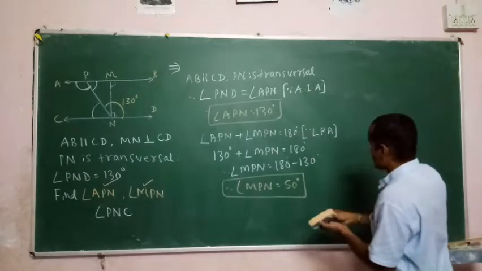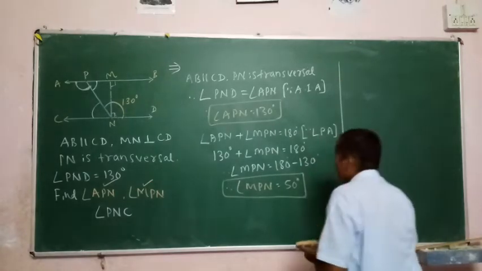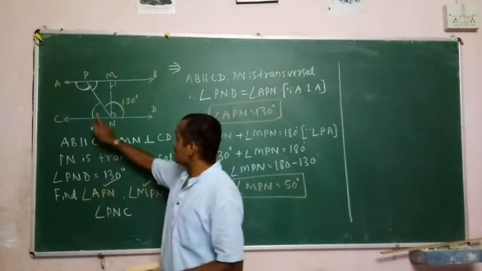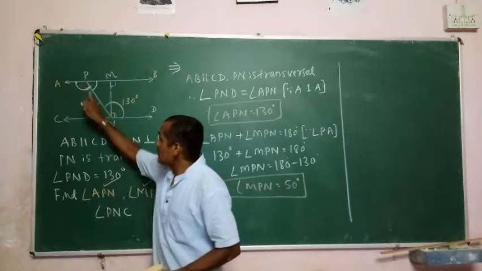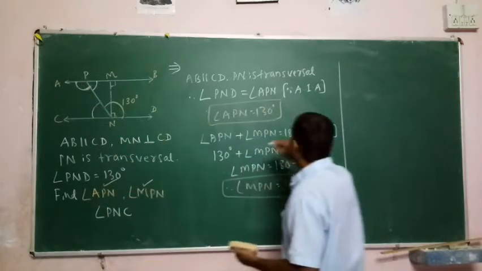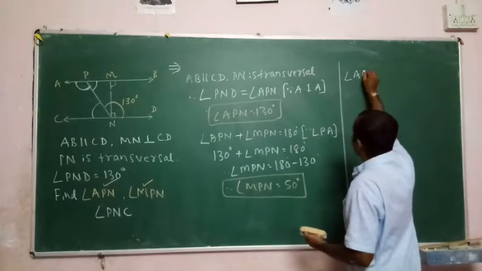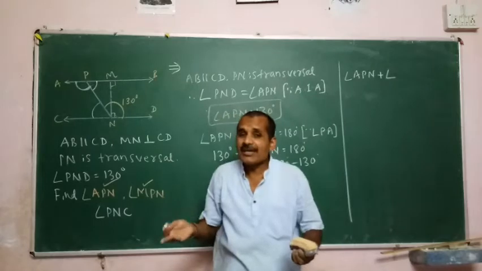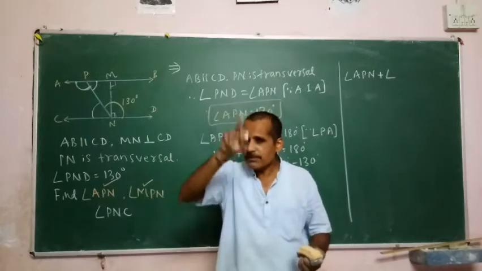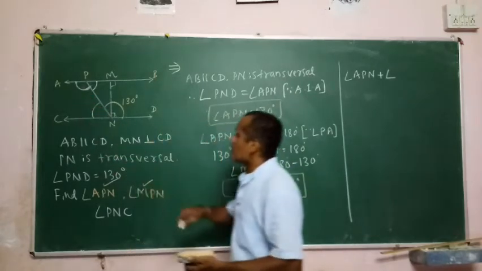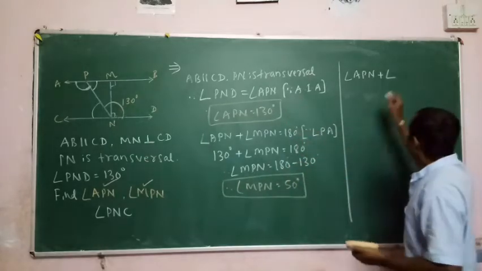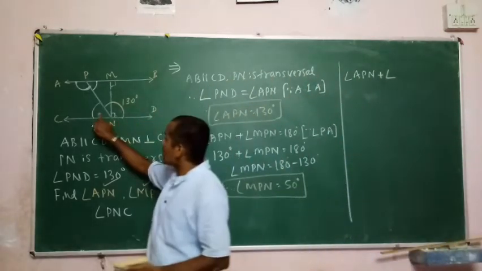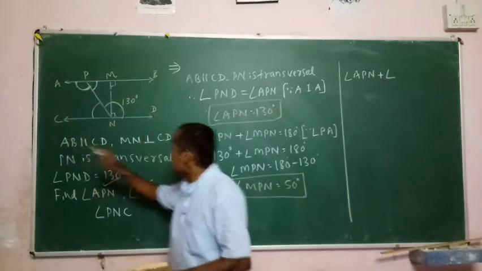Or I can write, I will find this angle. I use this plus this is equal to 180. I will write angle APN plus angle. See, whenever we are using co-interior, the sum is 180. So we will use plus. This plus this is equal to 180. APN plus angle PNC.